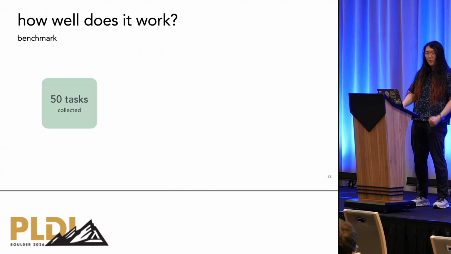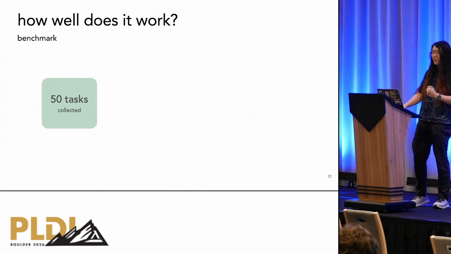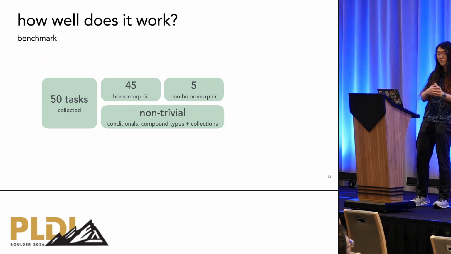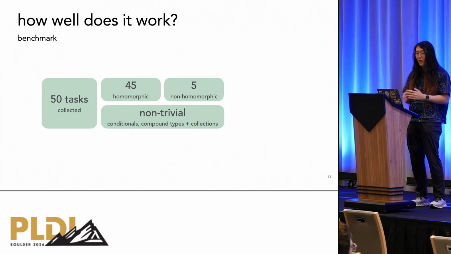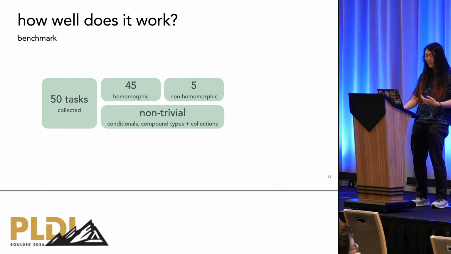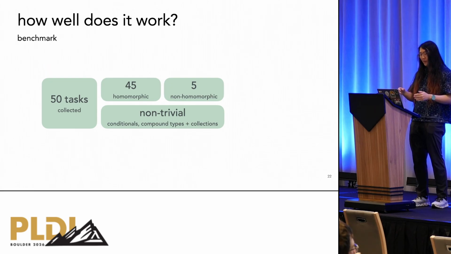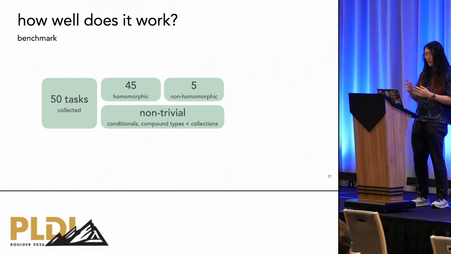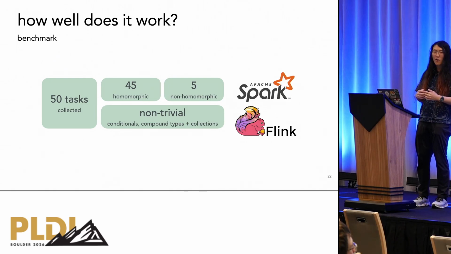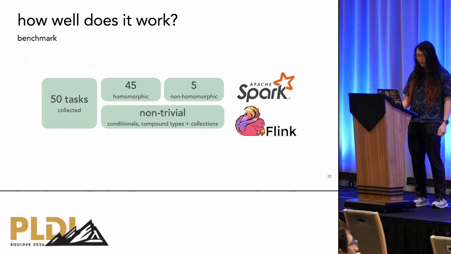For the evaluation, we collected 50 tasks from GitHub, and 45 of them are homomorphic, meaning there exists a merge function for them, and 5 of them are non-homomorphic. Interestingly, all of the UDFs come with a developer-written merge function, but we know that 5 of them are non-homomorphic, meaning that the developer-written merge function is necessarily buggy. And I forgot to mention, these tasks are either Apache Spark or Flink UDAF implementations.